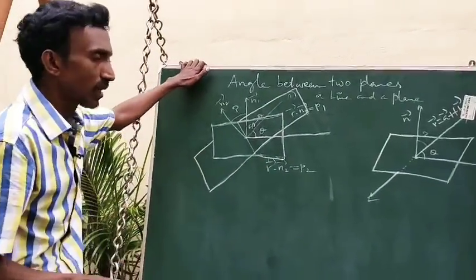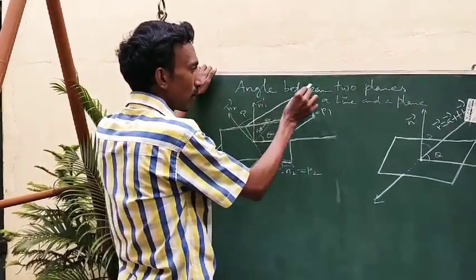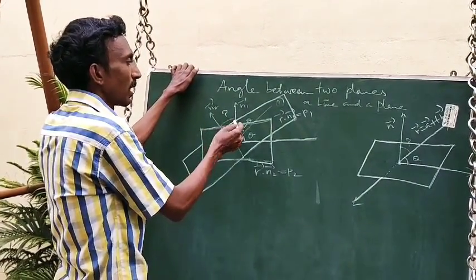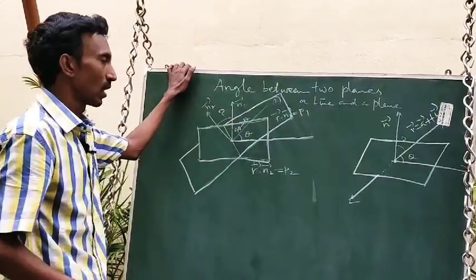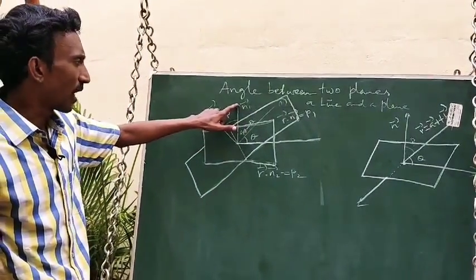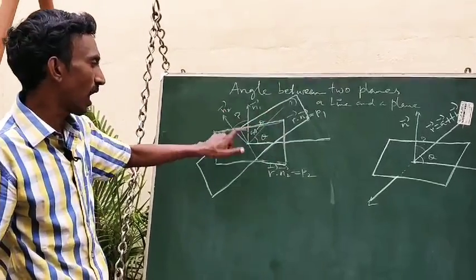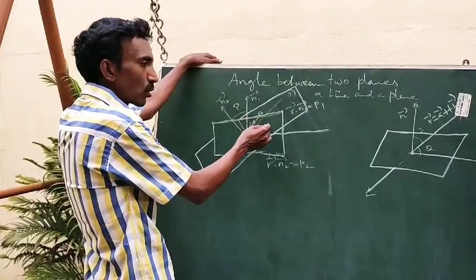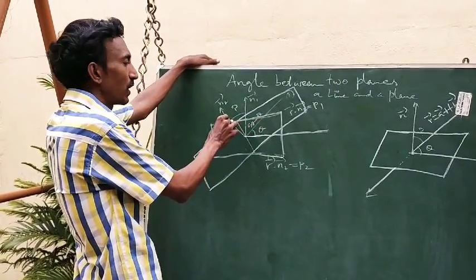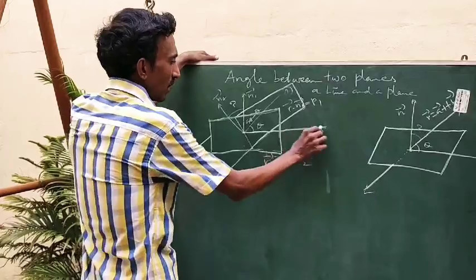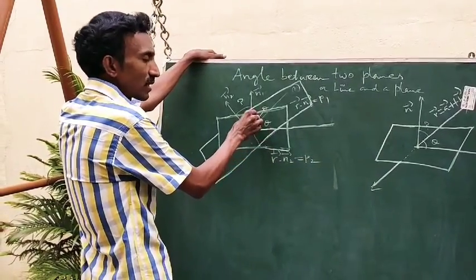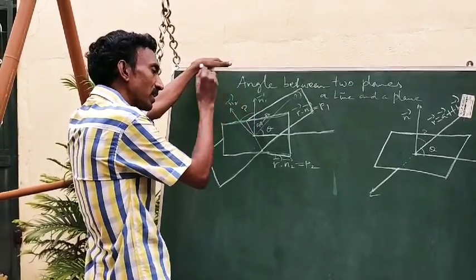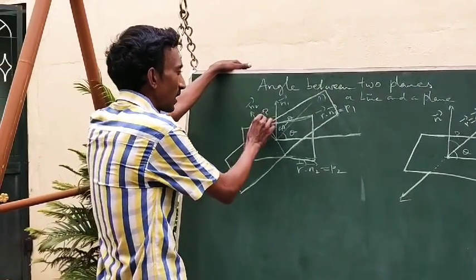Here the concept is that the angle between the planes is nothing but the angle between the perpendiculars. So look there, N1 is the normal of the first plane, N2 is the normal to the second plane. So to find the angle between the two planes, we just find the angle between the two normals. So look here, it is theta and this is 90 minus theta. Again it is 90 minus of 90 minus theta, so again it is theta.